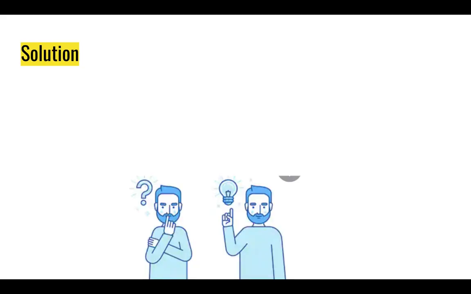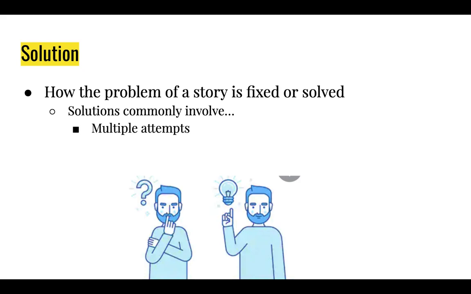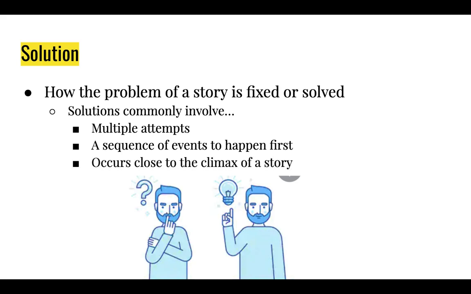Now, with a problem, you have to have a solution. That's how the problem of a story is fixed or solved. Solutions commonly involve multiple attempts by the main characters, a sequence of events that have to happen first, and then it occurs close to the climax if you remember that exciting part of the story.